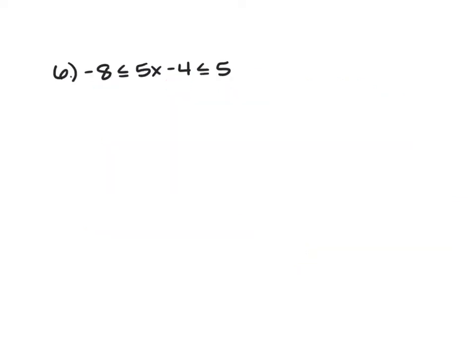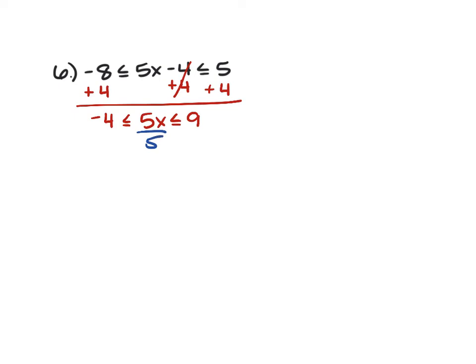Alright, so for this example we have -8 is less than or equal to 5x minus 4, which is less than or equal to 5. So we're going to do the same thing: undo the subtraction or addition in the middle first. So we're going to add the 4 to every part. We have -4 is less than or equal to 5x, which is less than or equal to 9.